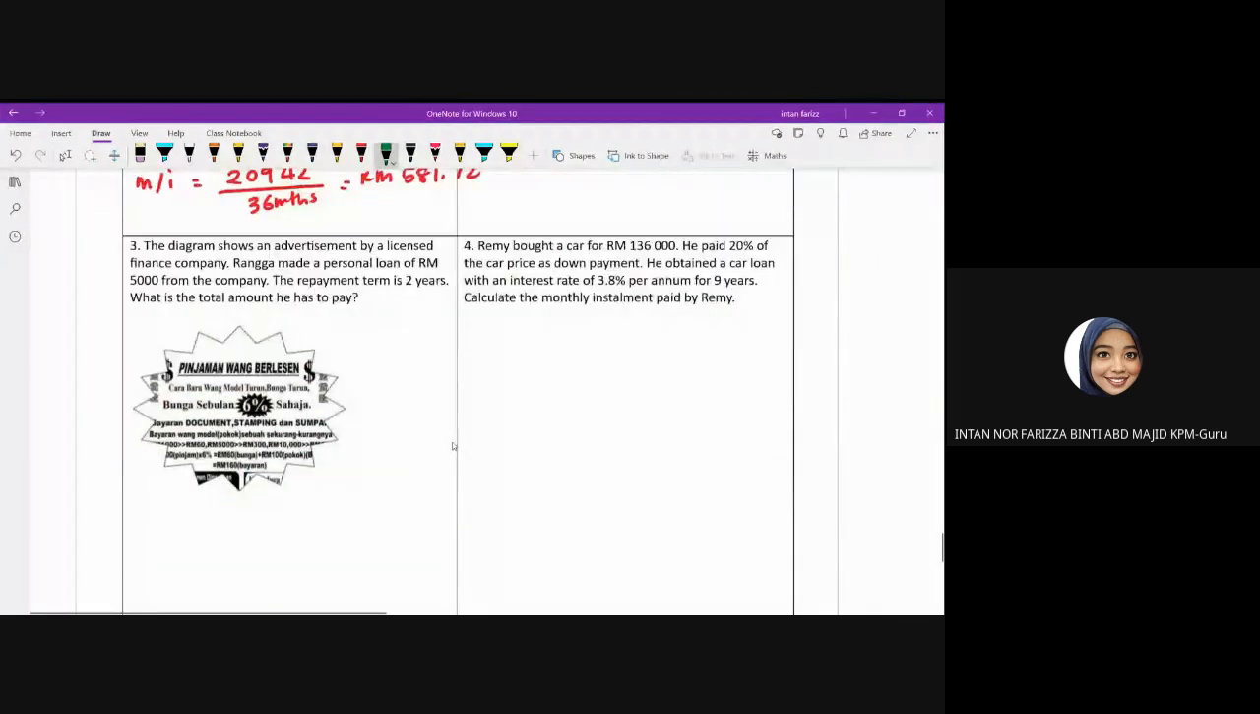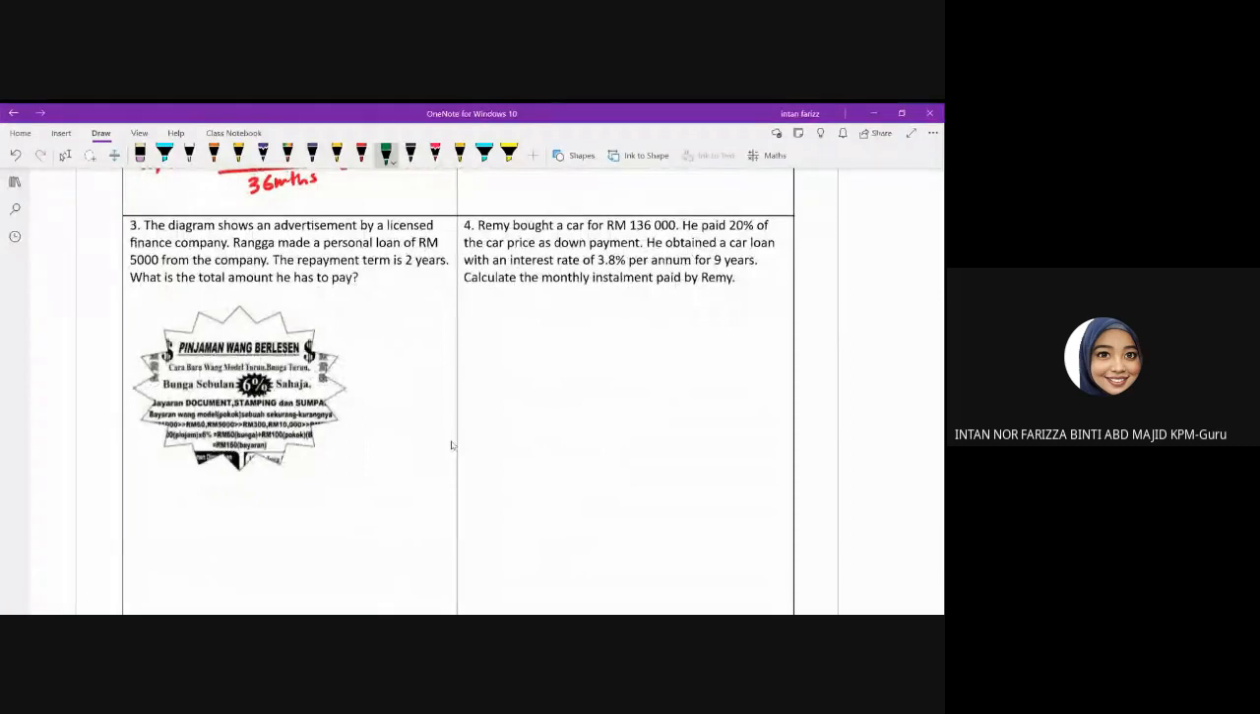Okay, now next one. Okay, question number 3 is very interesting. Okay, diagram shows you advertisement by a licensed finance company. So this is Along. So Ranga made a personal loan of 5,000 from the company, and the repayment term is 2 years only. So what is the amount that he has to pay? So if you look at the advertisement carefully, you see here.